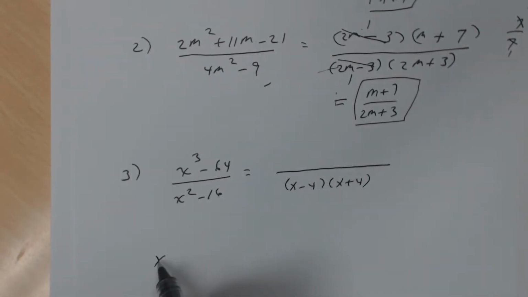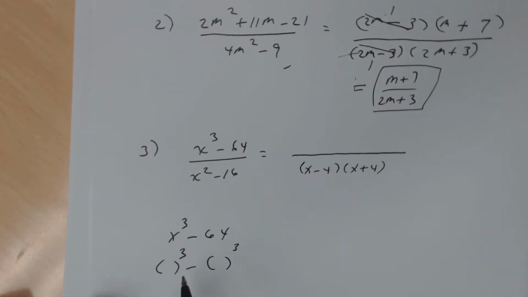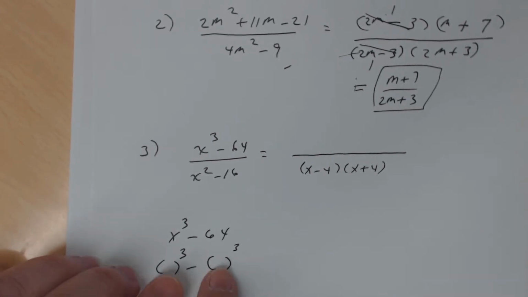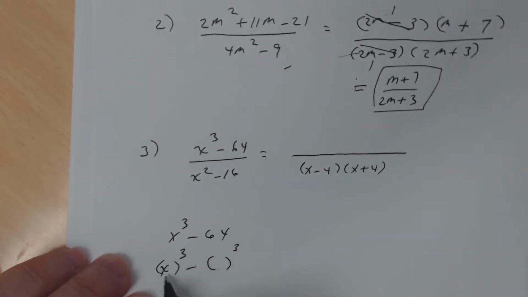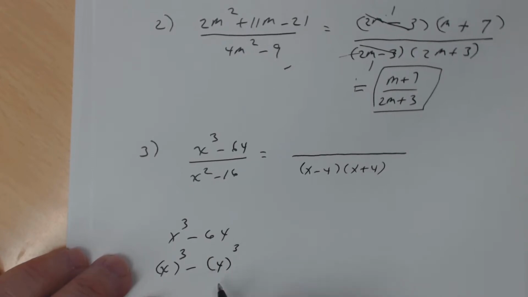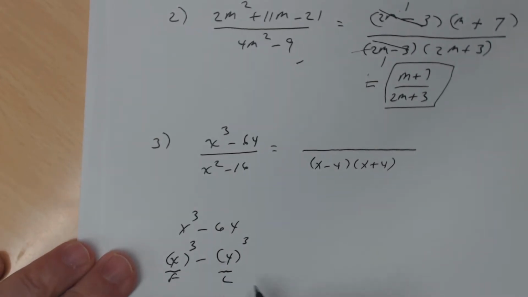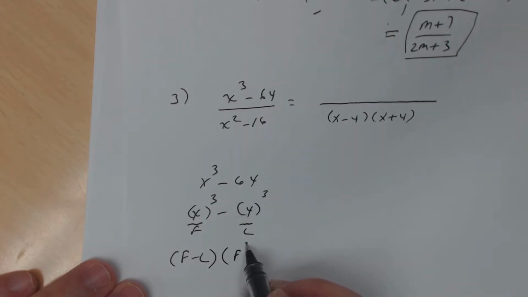But the numerator, remember, is the difference of 2 cubes. And I know it's the difference of 2 cubes because one of the ways that you learned to check this in a previous lesson is to rewrite it like this and then see if you can complete those parentheses. So this is an x because x times itself 3 times is x cubed, and this is a 4 because 4 times itself 3 times is 64. 4 times 4 times 4. So remember, this is your F and this is your L, and so you factor the difference of 2 cubes as F minus L, a binomial, times your trinomial, F squared plus FL plus L squared.